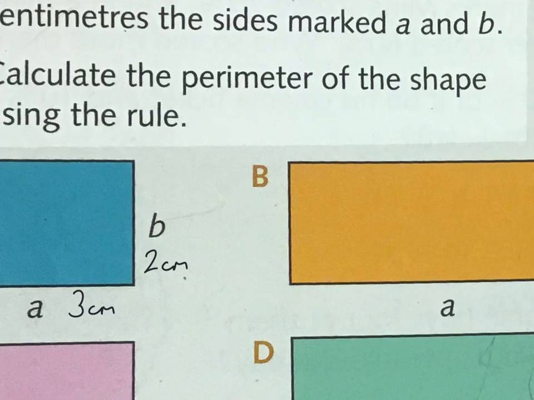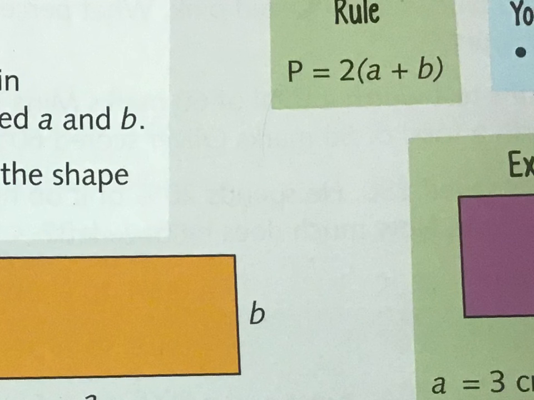Now if we take a little look at the rule, it tells us that the perimeter is 2 times (A plus B). So A plus B, first of all, in my shape is 3 plus 2, which is 5. So the perimeter is 2 multiplied by 5. When you have a sum like this, where there's a number followed immediately by brackets, that means that whatever's in the brackets, you multiply it by that number. So I'm multiplying 5, because that's what's in my brackets, A and B makes 5, by 2. And my perimeter is 10 centimeters.